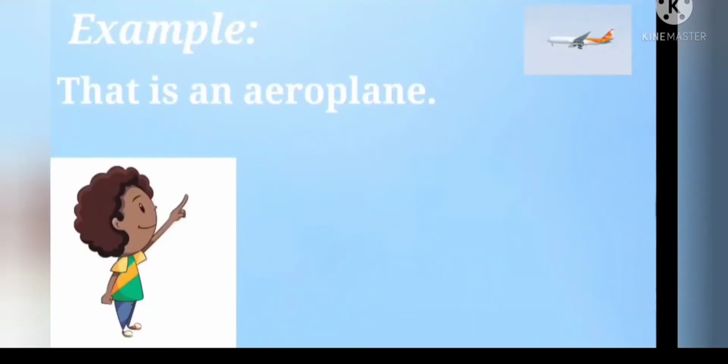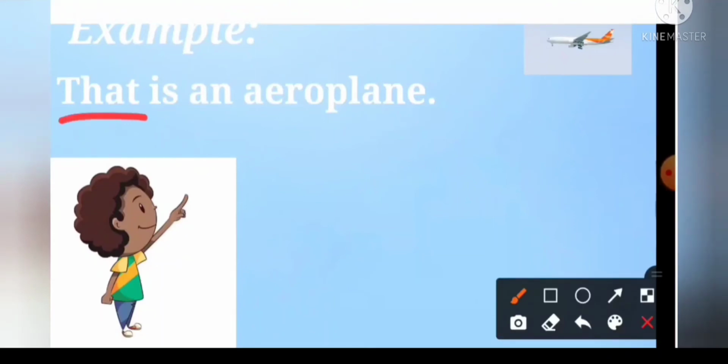Now let us look at the example. Example, that is an aeroplane. So here we can see that demonstrative determiner that is used. Now the question arises, why? Why not these or this?